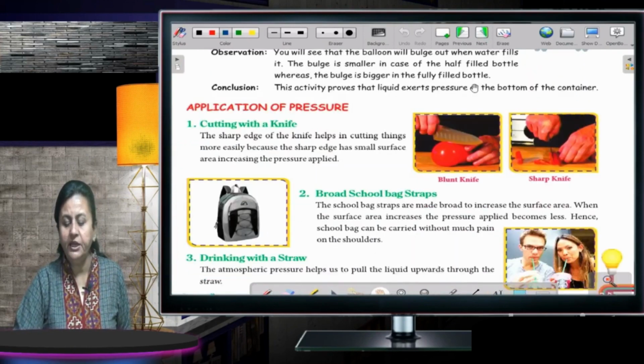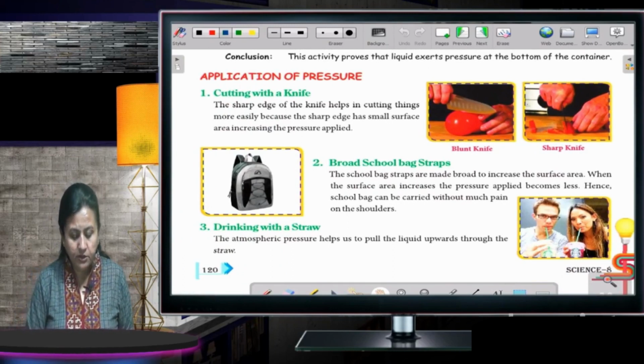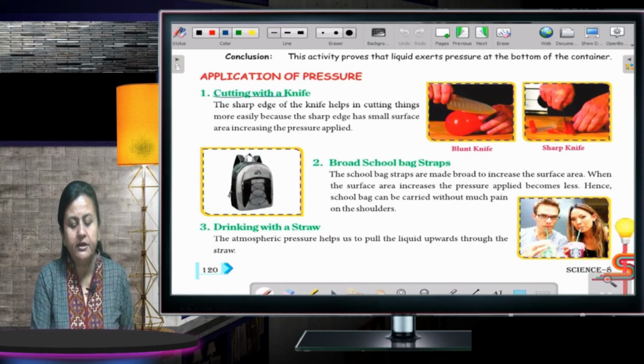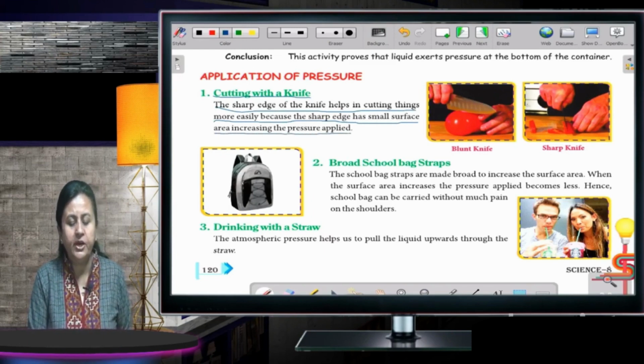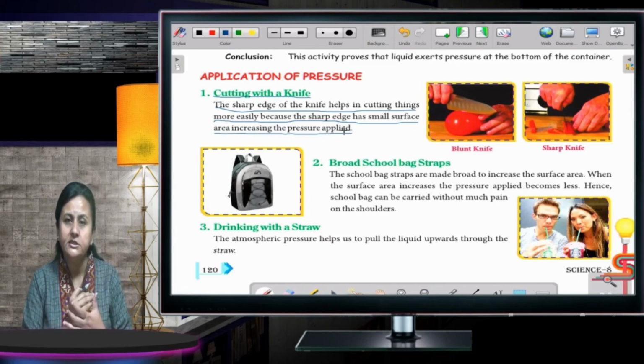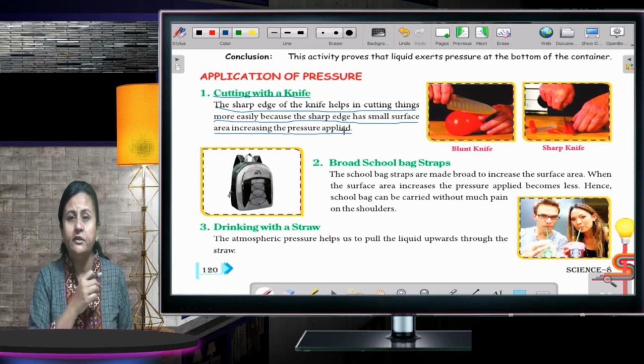Application of pressure. Where are we going to apply this pressure? How is it useful to us? So, the first one is cutting with a knife. The sharp edge of the knife helps in cutting things more easily because the sharp edge has a small surface area, increasing the pressure applied. In case the knife is sharp, you will be able to cut things more easily. Why? Because where it's pointed, the area would be less and the pressure would be more.